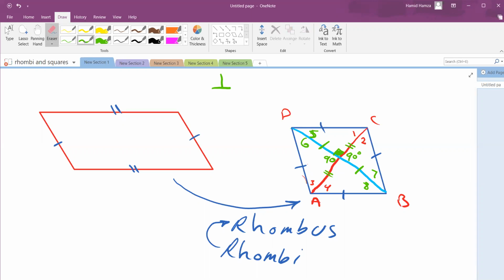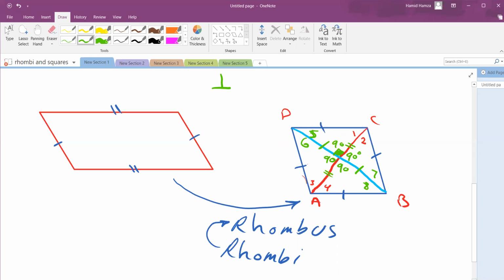And this one also will be what? Will be 90 degrees. So the four angles around the diagonals are 90, 90, 90, 90. This is the meaning of the diagonals being perpendicular. So this is the property of the rhombus. Again, all sides are equal.